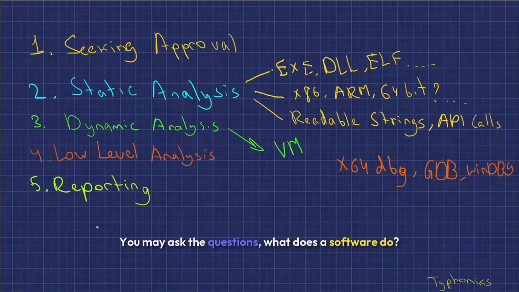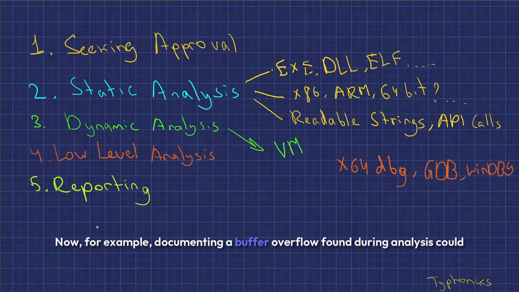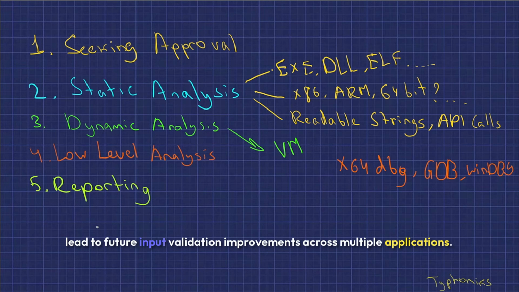You may ask the questions: what does the software do? What do specific behaviors trigger? Why were certain instructions or libraries used? Where is the software intended to run? And how does it interact with its environment? Now, these reports help future analysts, developers, and security teams learn from previous discoveries. For example, documenting a buffer overflow found during analysis could lead to future input validation improvements across multiple applications.